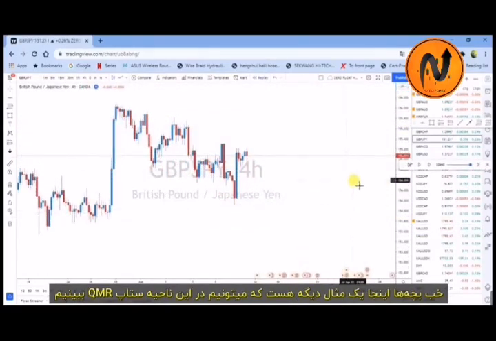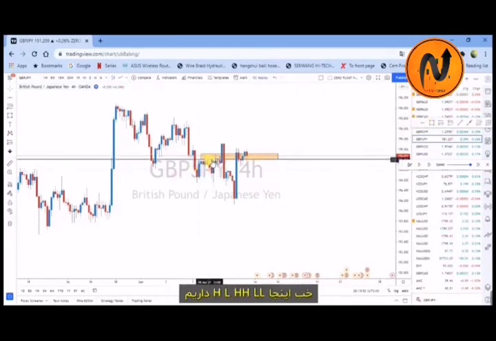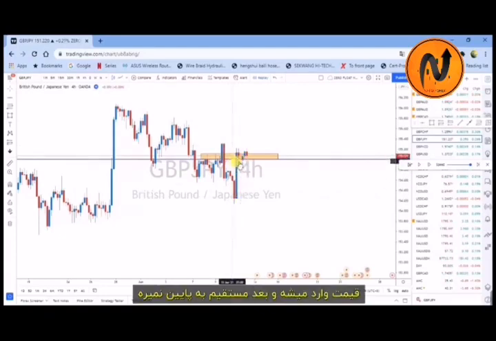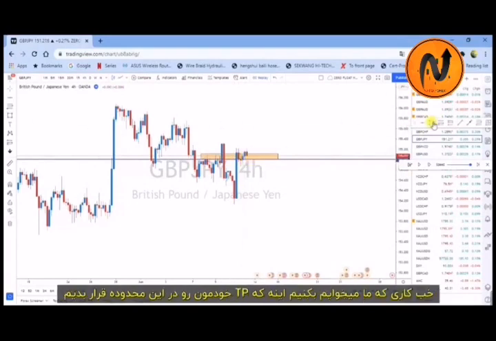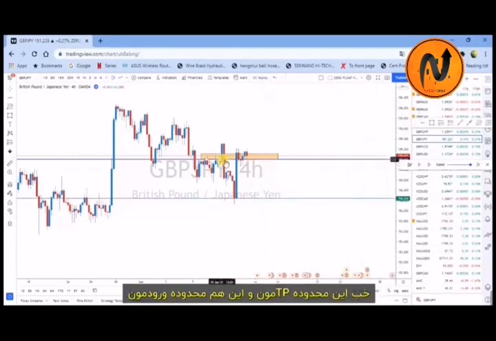Okay, guys, so here's another example where we can see a QMR setup in this area. Let me mark this zone. Okay, there we go. So here we have the high, low, higher high, lower low. Price comes in and then it didn't react straight away. You can see that it's just playing around this zone. So what we want to do is we want to set our take profit in this area. Let me color this as green, dark green color. Okay, our take profit area, our entry zone.